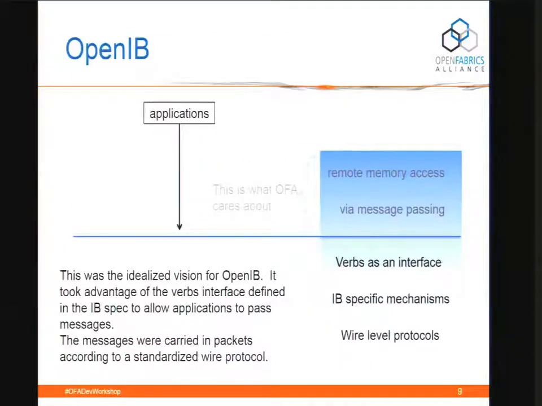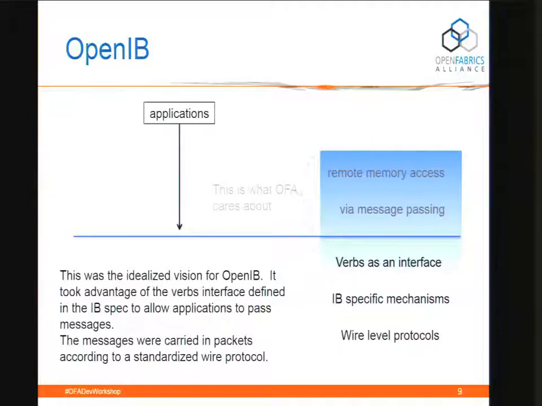So with that background, let me back up to the early days of the OpenFabrics Alliance and what used to be called OpenIB. And this picture is sort of what I would call an idealized version of OpenIB. At the time, the hope was, and no one believed that this was actually the case, by the way, but the idealized hope was that applications would all be written directly to the Verbs API, and that OpenIB would provide the Verbs API.